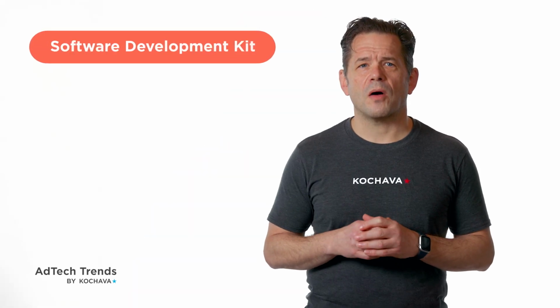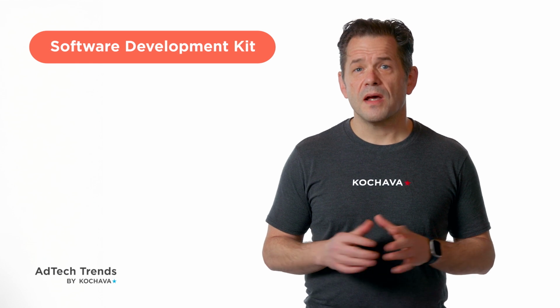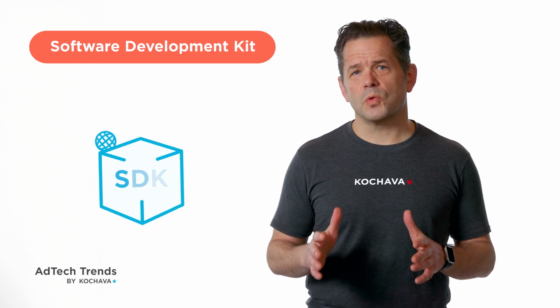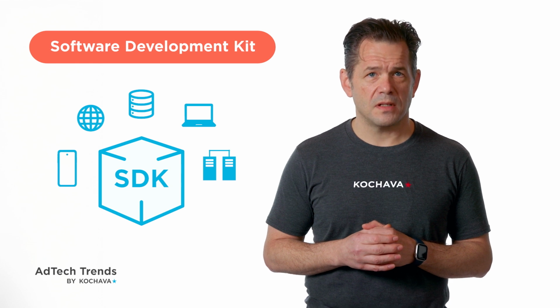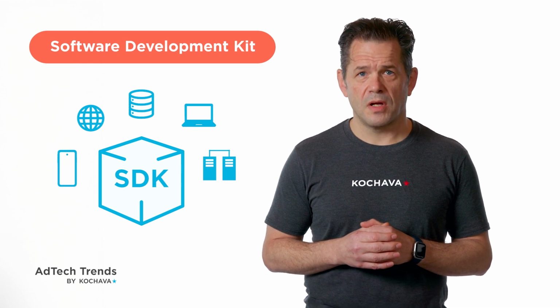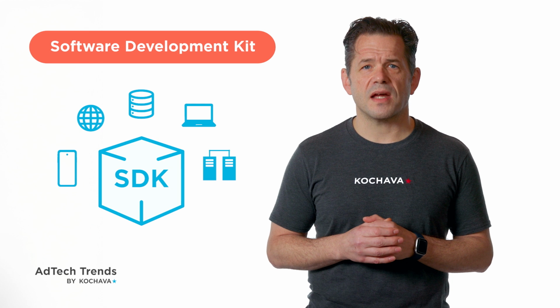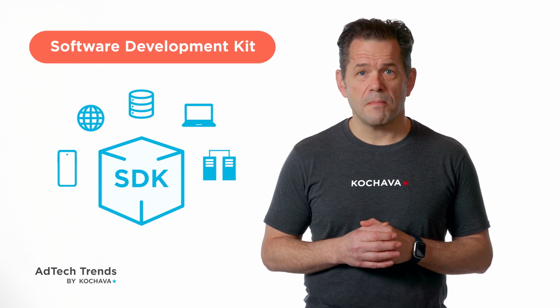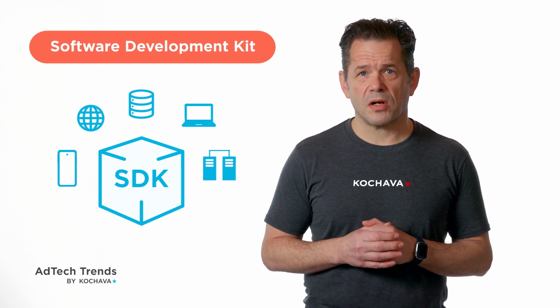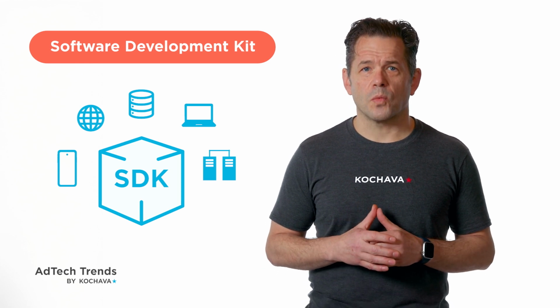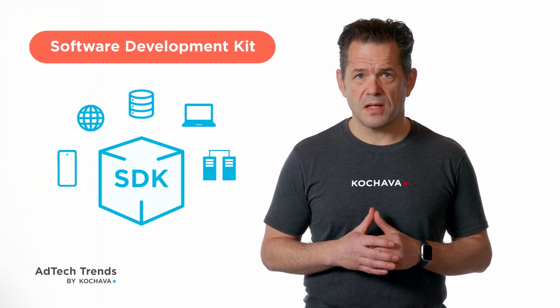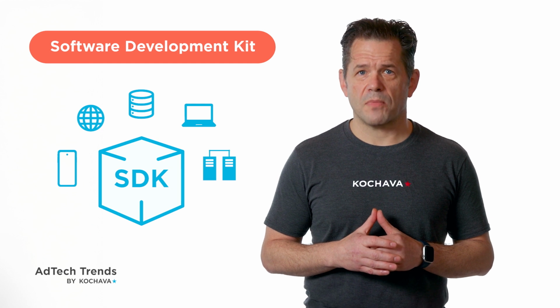First, let's talk about what a software development kit is. Essentially, an SDK is a set of tools and libraries that developers can integrate directly into their mobile apps. The Kochava SDK, for example, provides a comprehensive suite of features that enable the app to track activity, measure engagement, and optimize marketing efforts right from within the app.